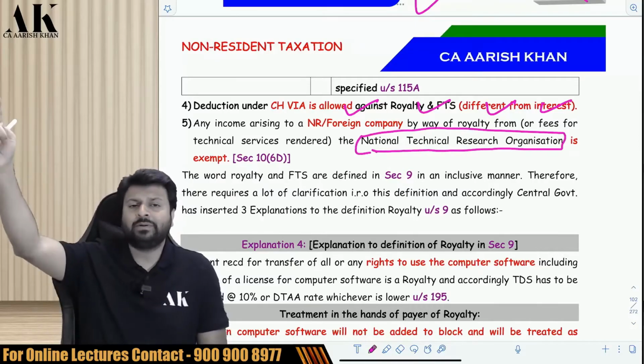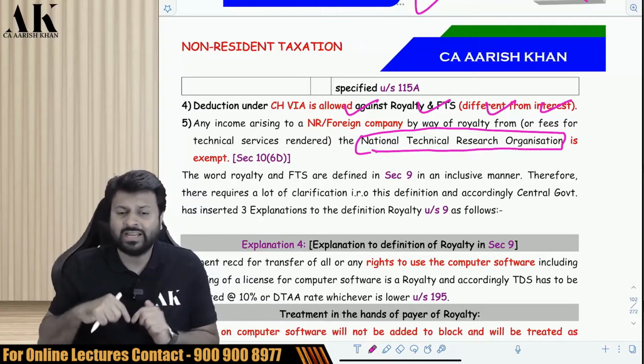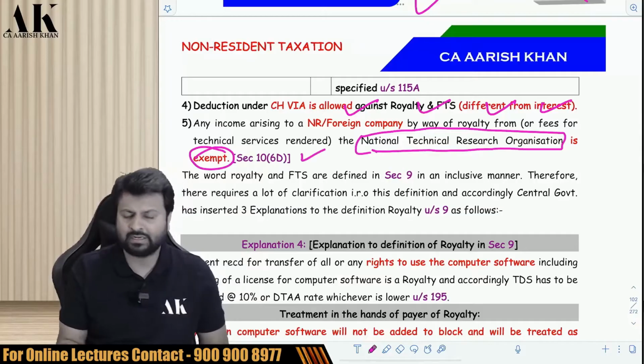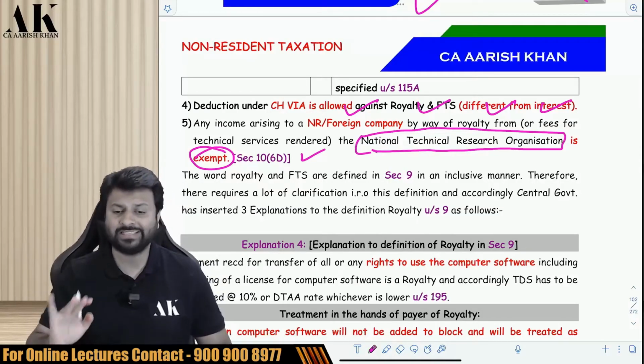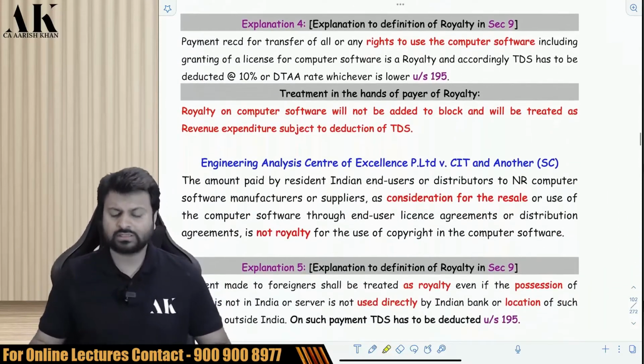And if the foreign company or non-resident is providing some services to the National Technical Research Organization and they are paying some royalty to them, then that is exempt under section 10(6)(d). It is absolutely exempt under section 10(6)(d). Now, there is a lot of dispute regarding what comes in royalty and what does not come in royalty.